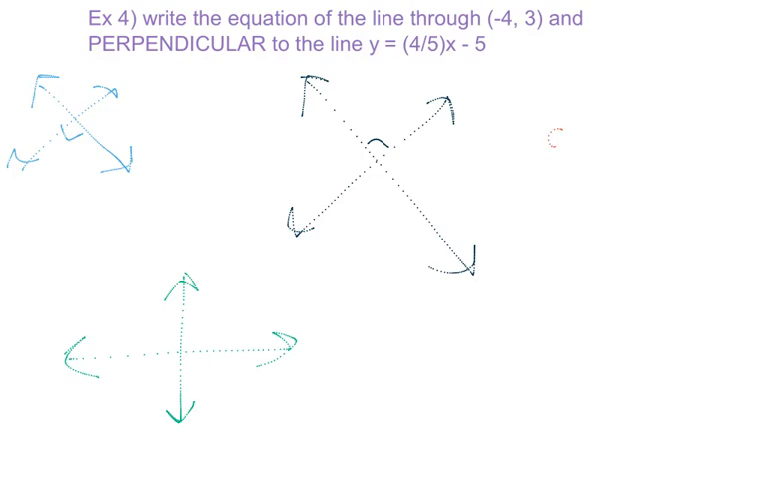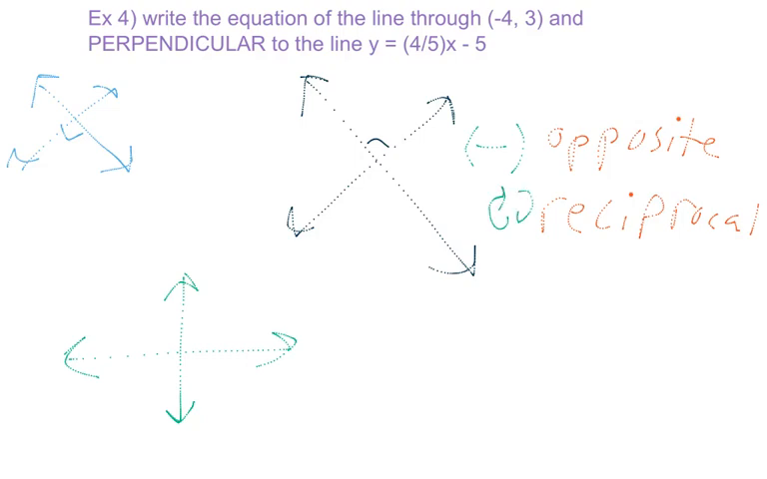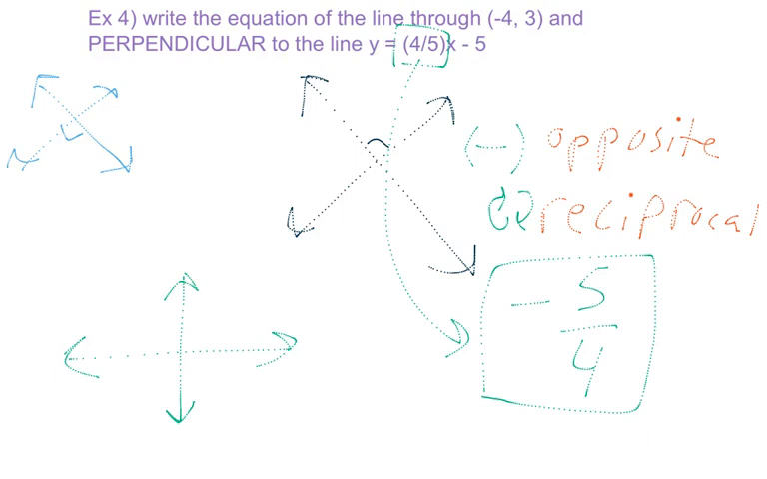Perpendicular lines have what are called opposite reciprocal slopes. Try and spell this right. The opposite means that you make the slope the negative of what it was. Reciprocal, you take that fraction and you flip it over. So the slope of the other line was 4/5. That means your new slope is negative 5/4. See that double switch there? Opposite reciprocal. So my new slope is negative 5/4.